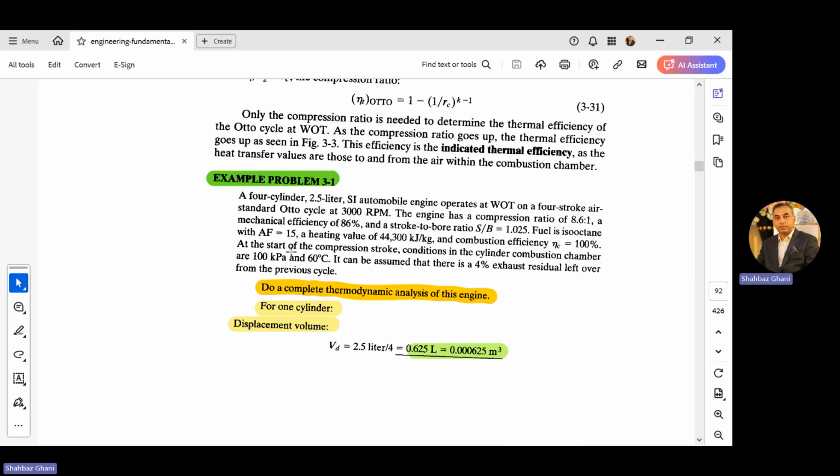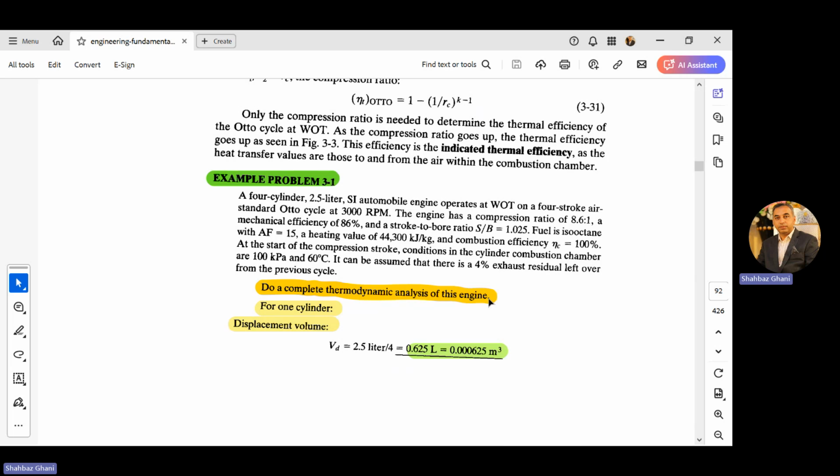At the start of the compression stroke, conditions in the cylinder combustion chamber are 1000 kPa and 60 degrees Celsius. It can be assumed that there is 4% exhaust residue left over from the previous cycle. So this is the statement or the data given in this example. And the requirement is to do a complete thermodynamic analysis of this engine.